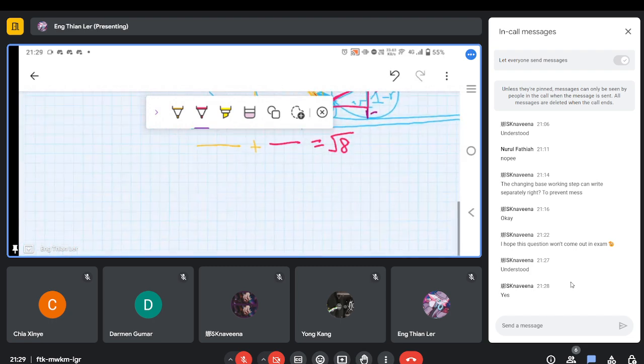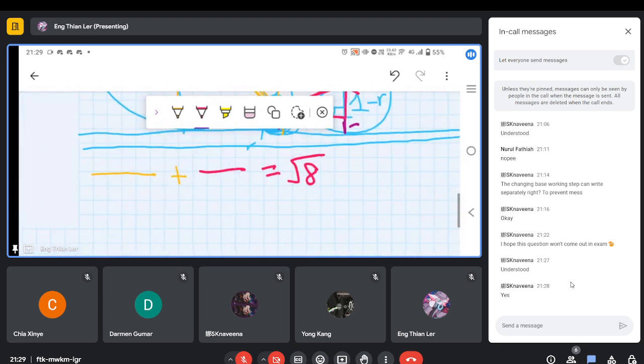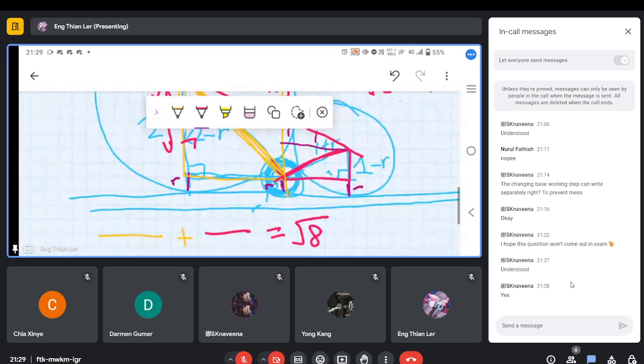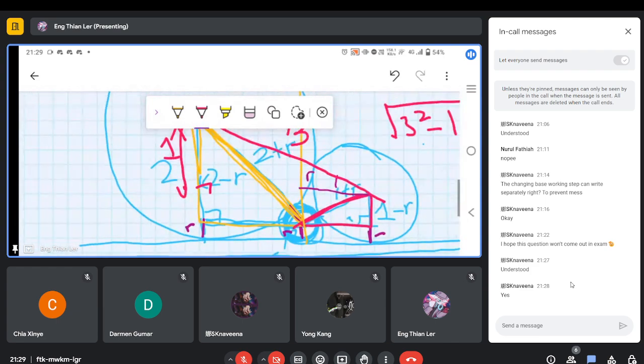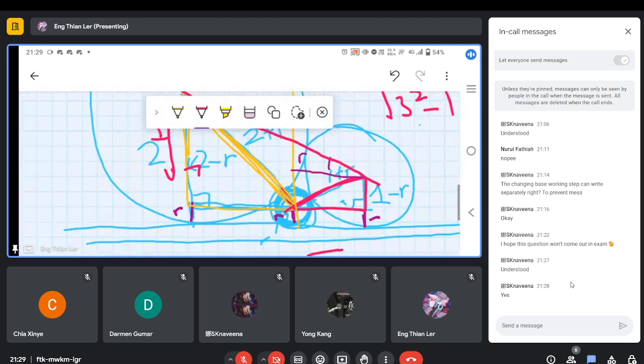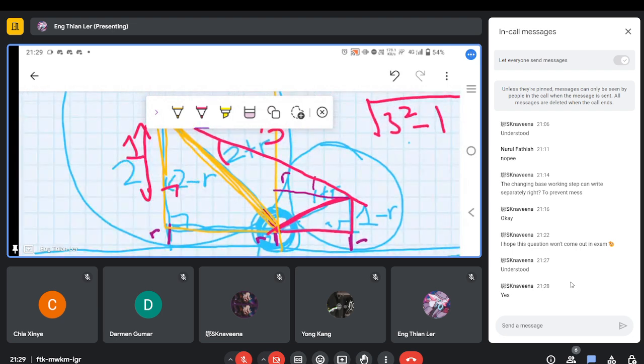Okay, good. Alright. So now, how to find the base of this line? Same, Pythagoras theorem. So a square plus b square equals c square. So we need to find a square. This is just (2 + r) square minus (2 - r) square, right?